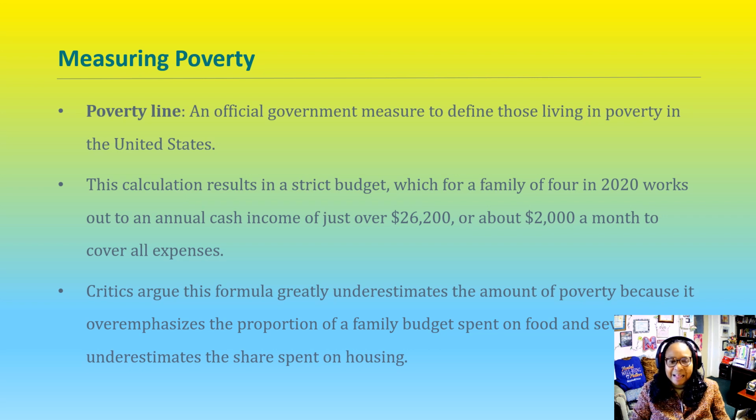Critics argue that this formula greatly underestimates the amount of poverty because it overemphasizes the proportion of a family budget spent on things such as food, and it underestimates the share spent on housing. So let's say you were to apply for public assistance and you were earning $2,000 a month. It doesn't matter if $1,500 of that money went toward housing, that is not taken into account. What is taken into account is that you earn $2,000 per month.